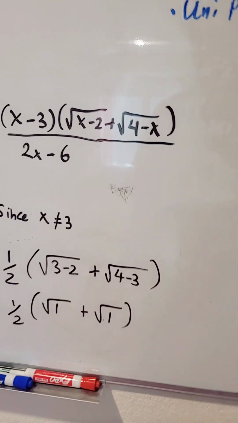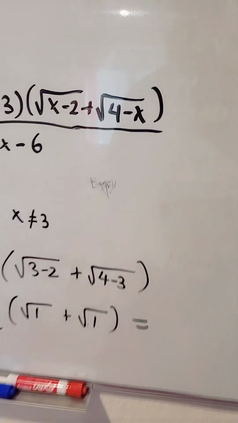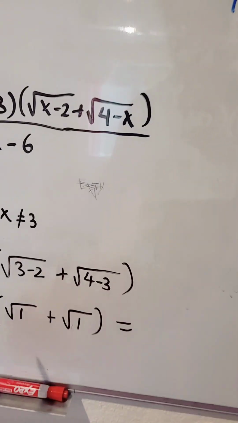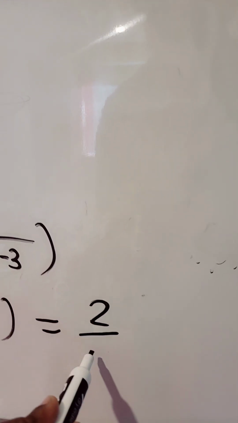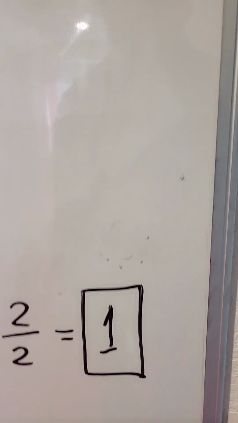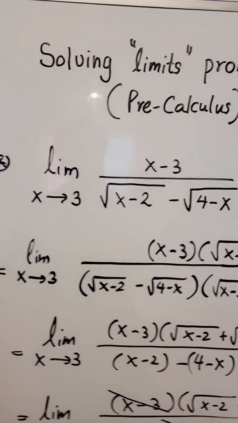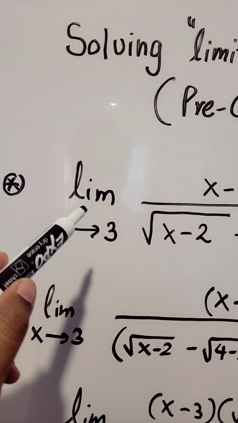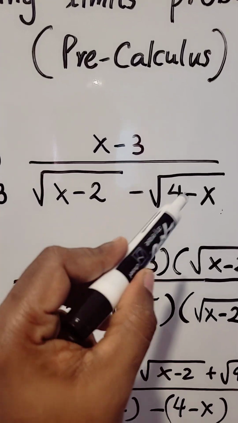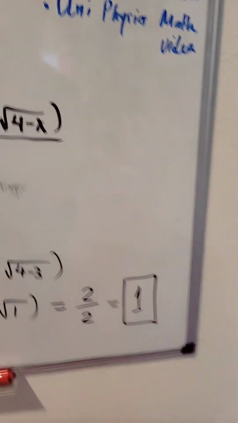What do you think the numerator is? That's 1 plus 1, which is 2, since the square root of 1 is just 1, and again another 1. So here I have 2 over 2. So the final answer is just 1, guys. So the limit of x minus 3 over square root of x minus 2 minus square root of 4 minus x, as x goes to 3, is just 1.